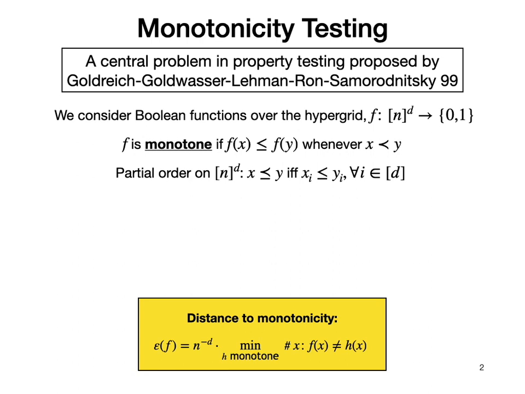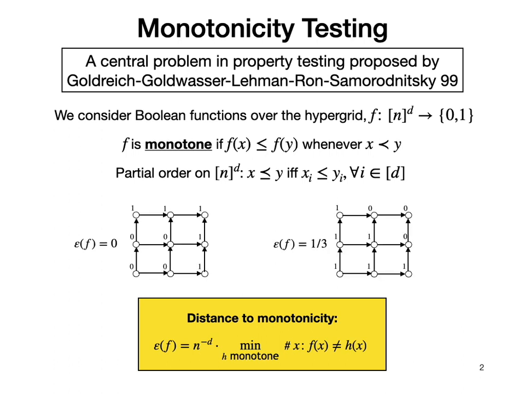And the distance to monotonicity of a function, denoted by epsilon of f, is simply the minimum Hamming distance of f to any monotone function, and then we normalize by n^d. So for instance, here is a monotone function, and here's another function whose distance to monotonicity is 1/3, because there are 9 points in the domain, and we can easily make it monotone by changing these 3 zeros to 1s.